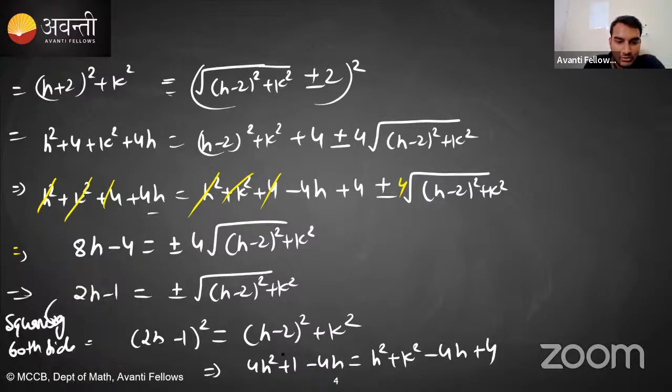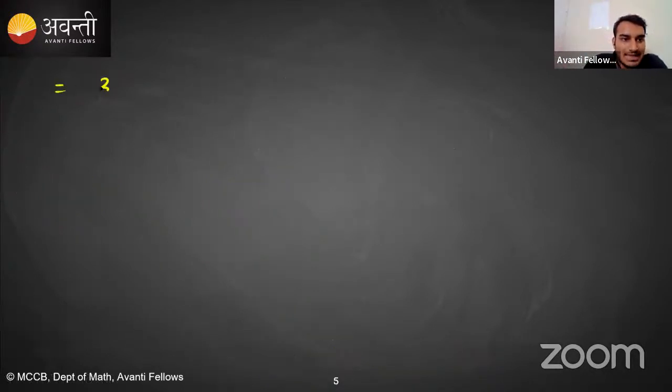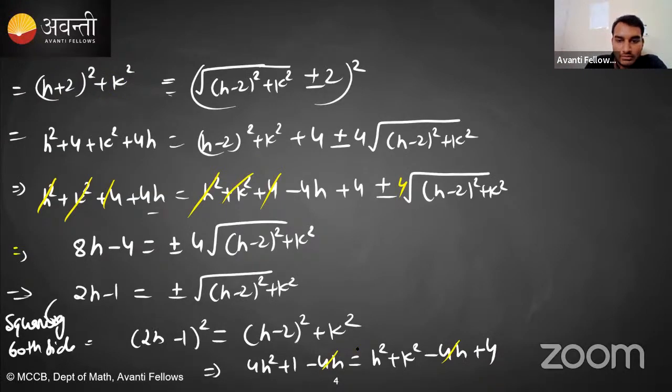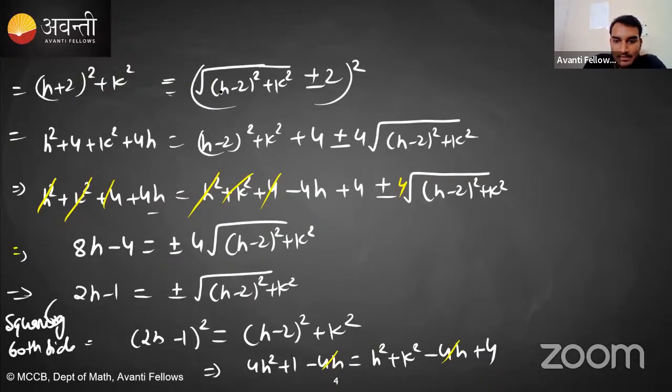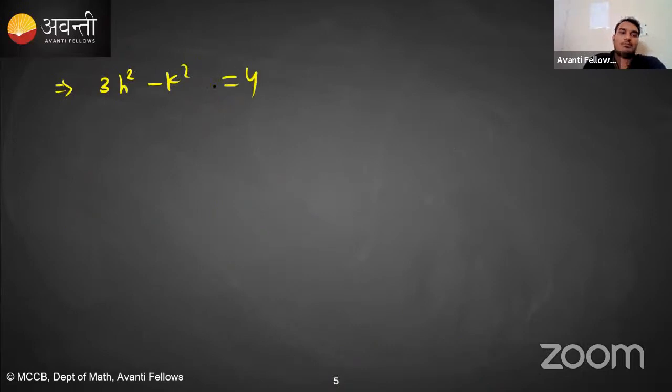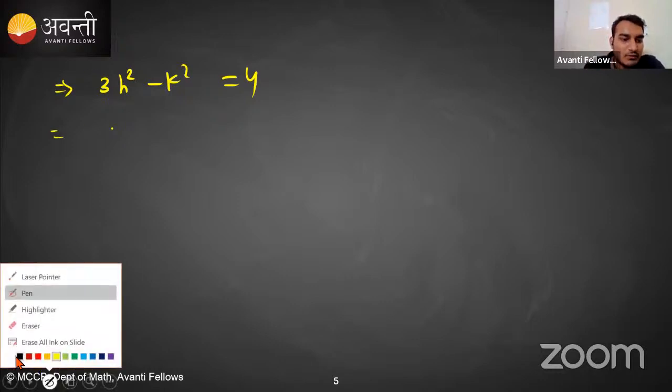Clear? So now this minus 4h gets cancelled out. So what are you left with? 4h square, and in the LHS 1h square, so overall 3h square. Now this k square goes to the LHS and becomes minus k square is equal to 4. So this is your locus only. Yes or no? This is your locus only: 3h square minus k square is equal to 4.